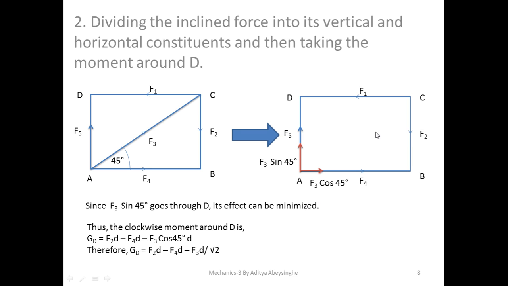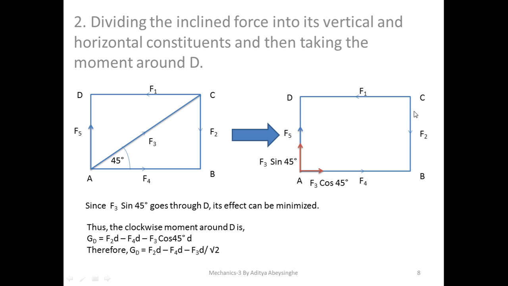So if I take the clockwise moment around D to be positive, the moment created by F2 is positive, but those created by F4 and F3 cos 45 are negative. So they should be subtracted, and the moment created by F2 should be added. When thinking about F2, this is the force F2, and the perpendicular distance between F2 and D is actually DC or BA. So that distance is equal to the length of a side of this square.